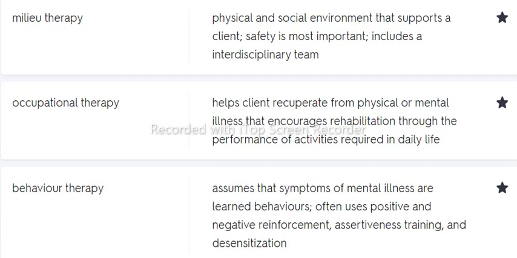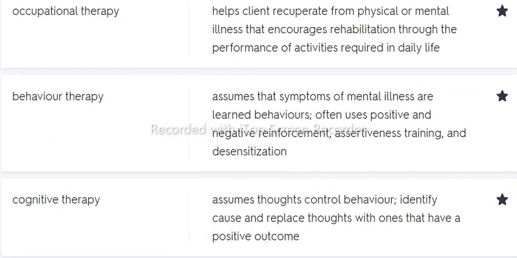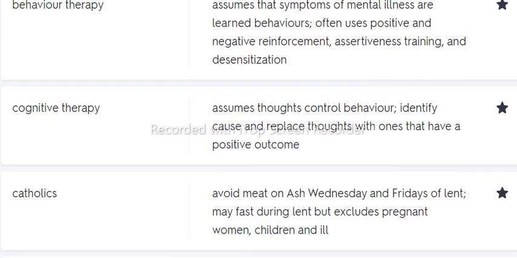Occupational therapy. Helps client recuperate from physical or mental illness, encourages rehabilitation through the performance of activities required in daily life. Behavior therapy assumes that symptoms of mental illness are learned behaviors, often uses positive and negative reinforcement, assertiveness training, and desensitization. Cognitive therapy assumes thoughts control behavior, identify cause, and replace thoughts with ones that have a positive outcome.